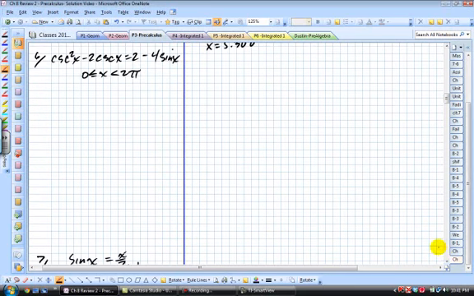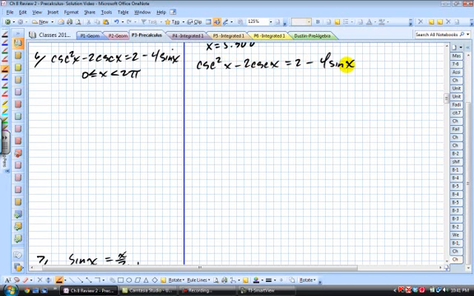Okay, next one. Ooh, this looks like a beauty. All right, let's see what we got going here. Number 6. Cosecant squared x minus 2 cosecant x equals minus 4 sine x.